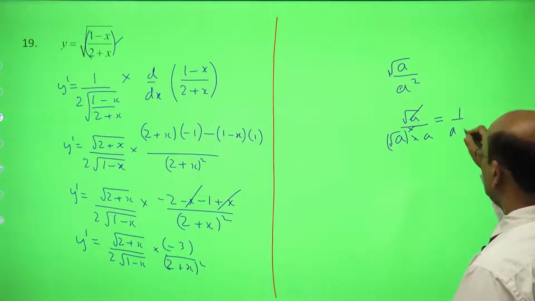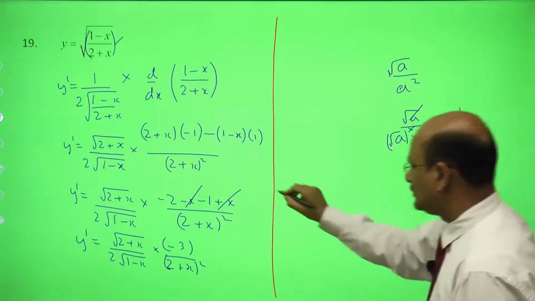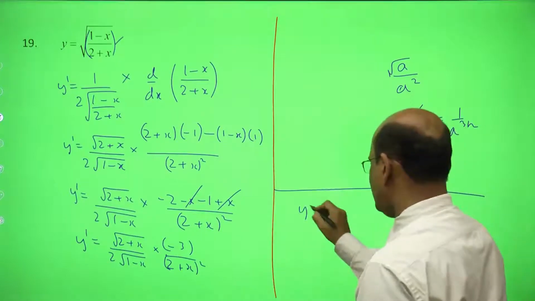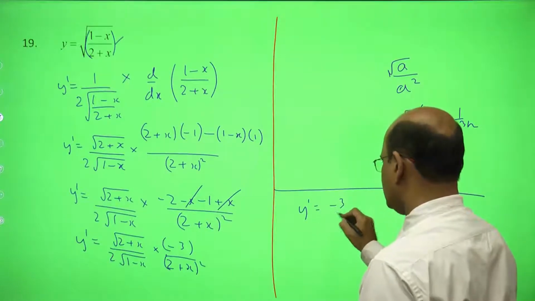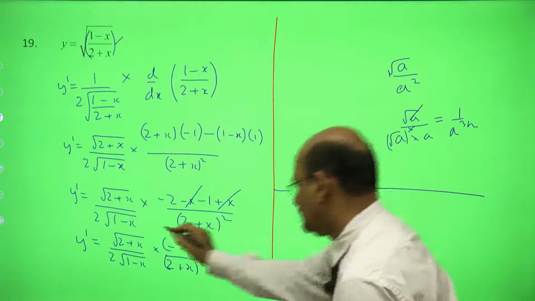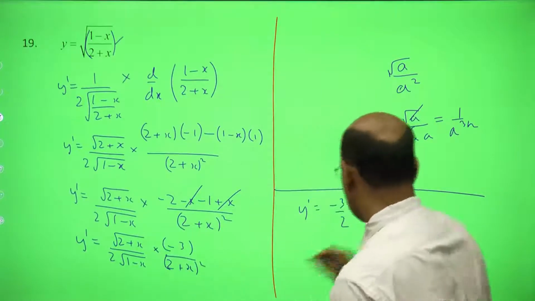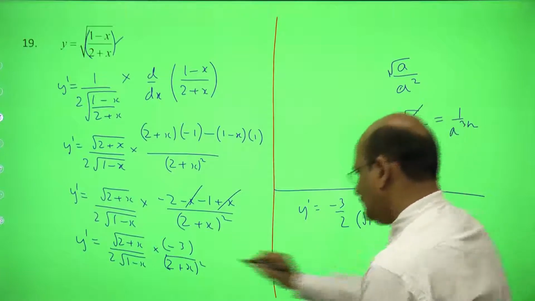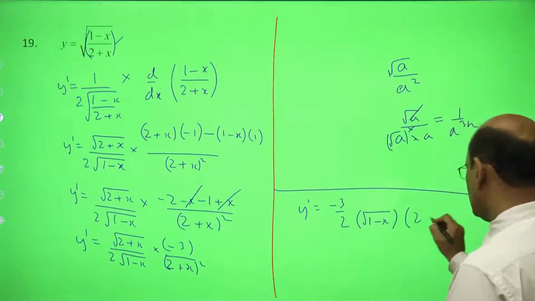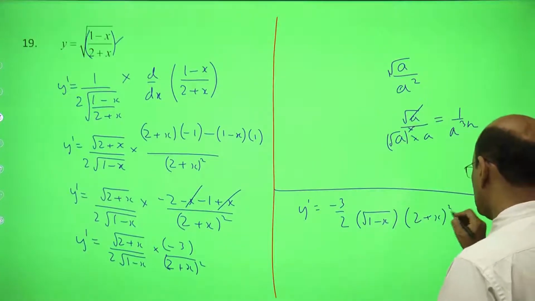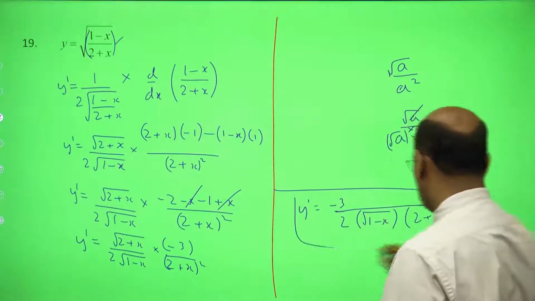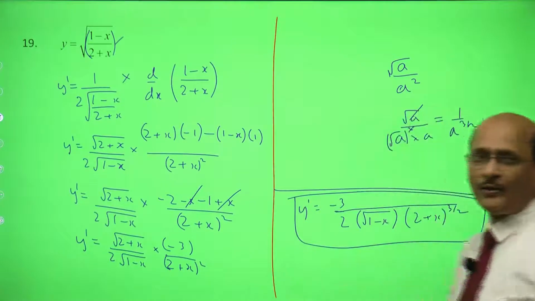It is 1 upon a raised to 3 by 2. So, similarly here, if I want to apply the simplification, y dash will become minus 3 by 2. This cancels with this part, and this will remain as it is, root of 1 minus x. This will become 2 plus x raised to 3 by 2. So, this is what the final solution will look like.